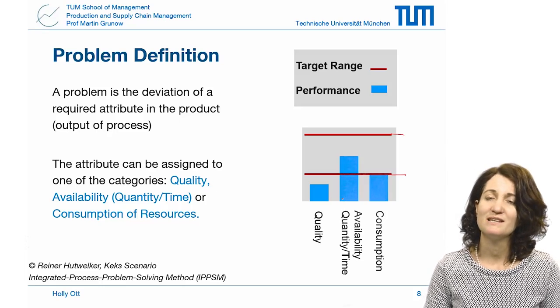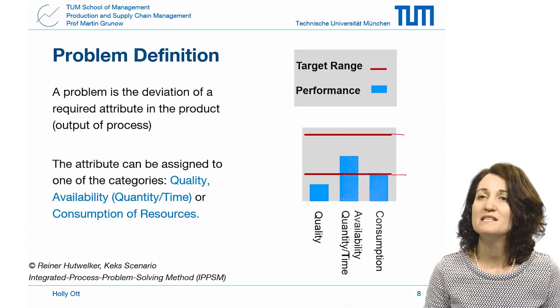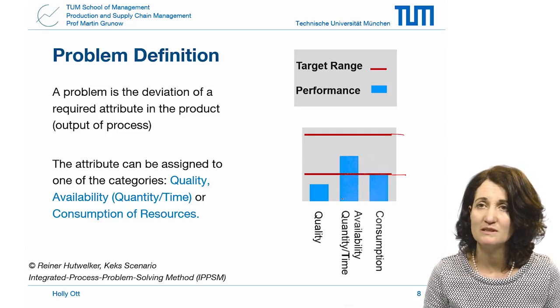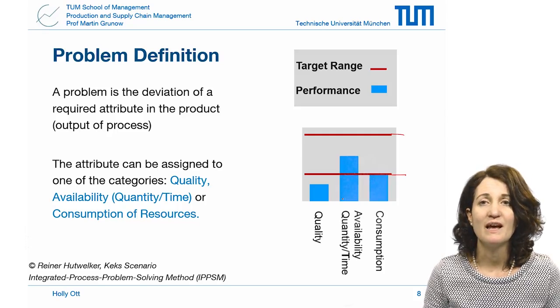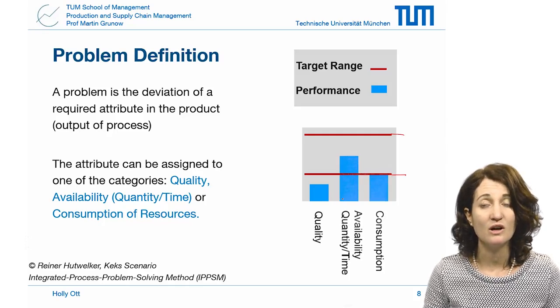So to restate this, and again, this is from Dr. Hutwelke, a problem is a deviation of a required attribute in the product and output of the resources can be assigned to 3 different categories, and when you look at the output, you can see if these categories are achieved or not.